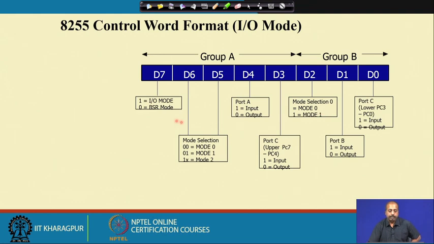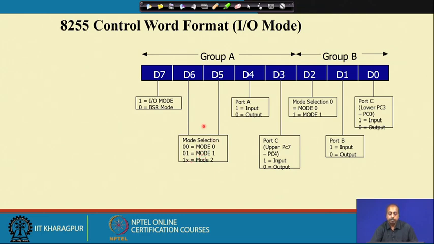Okay. And there is another bit in the group A register which is called bit D7. If this bit is 1, it means IO mode, and if it is 0, that means it is BSR mode. If it is in IO mode, then bits D6 and D5 identify the mode: 00 is mode 0, 01 is mode 1 and 1x is mode 2.